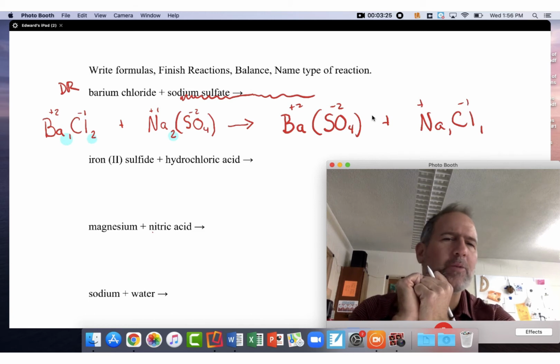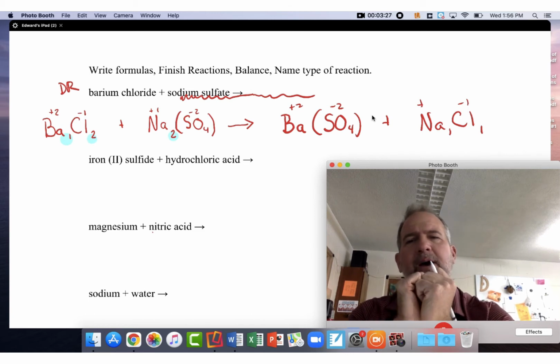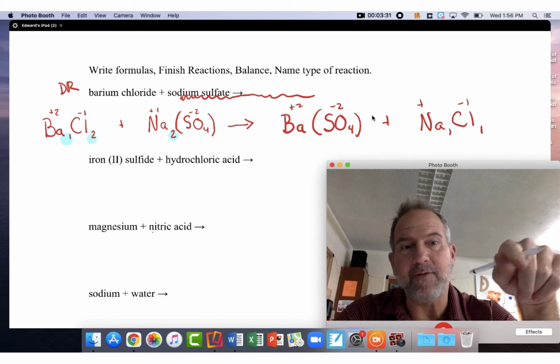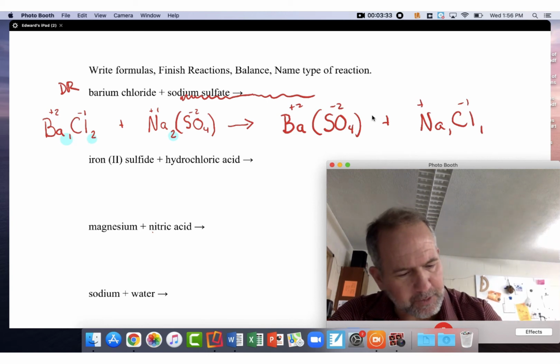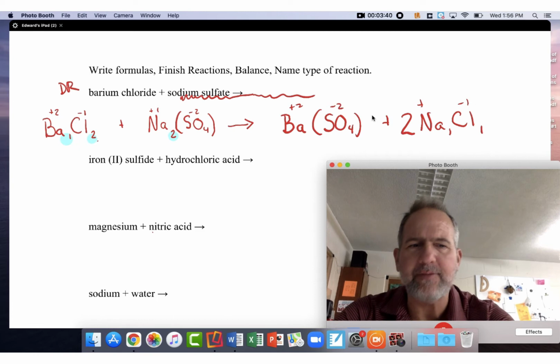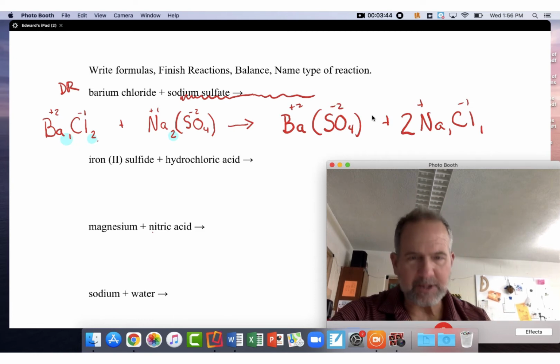At this point now, you're ready to balance, and we'll look to see what we have. I see that I have 2 Nas on the left, and I have 1 on the right. So I need to put a 2 in front of that, and that gives me 2 Nas. Now I have 2 Cls on the right, and by golly, I already have 2 Cls. So that's done. That's what we're going to do in these.